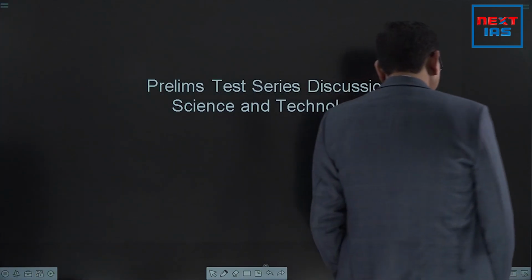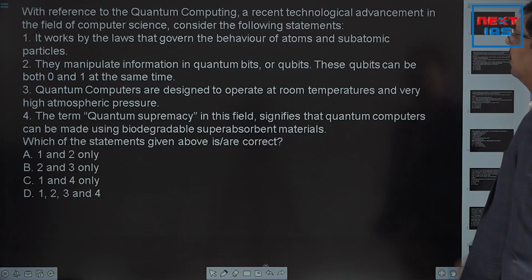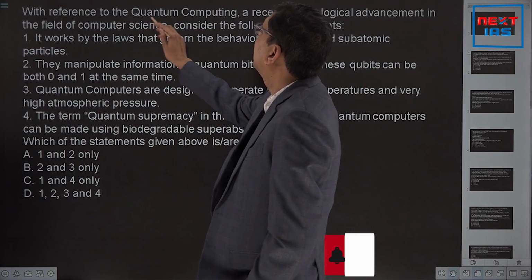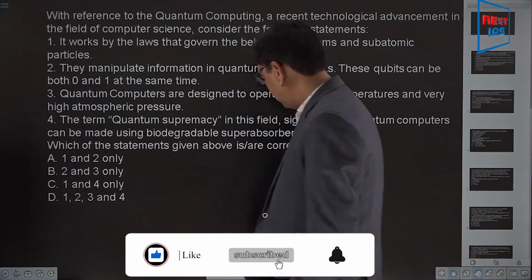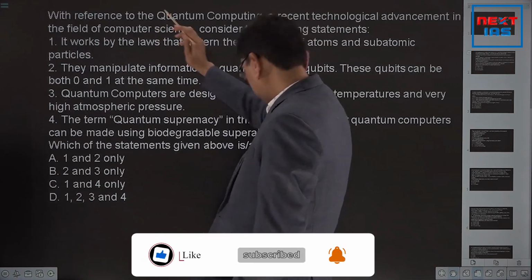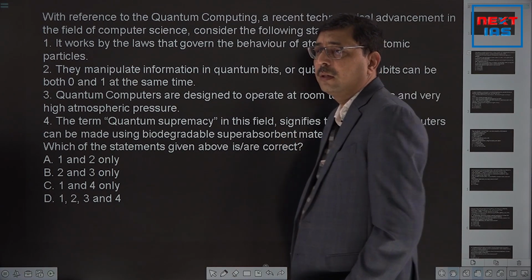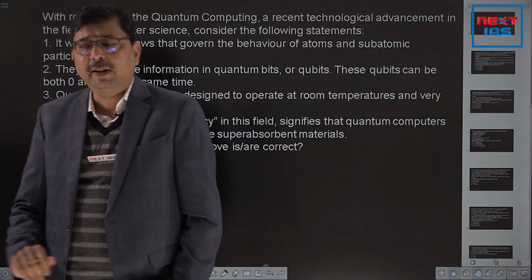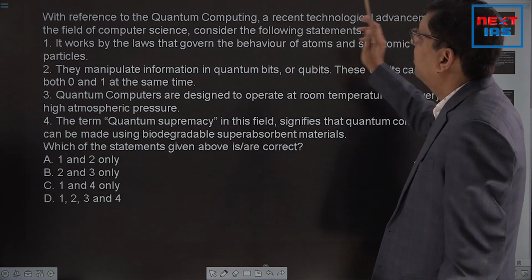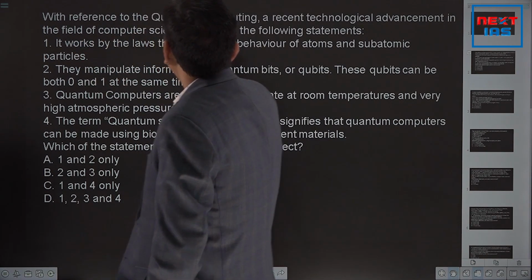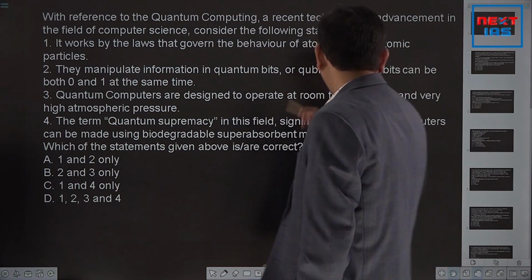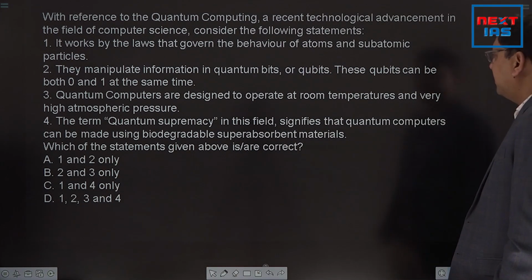So here if you see the question which I have got, this is with respect to quantum computing. Okay, fine. So what is the question? With reference to quantum computing, a recent technological advancement in the field of computer science, consider the following statements.